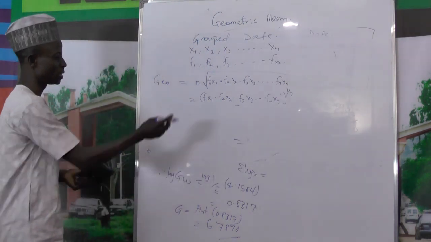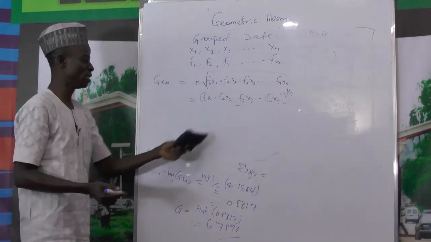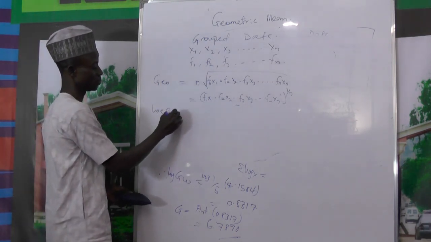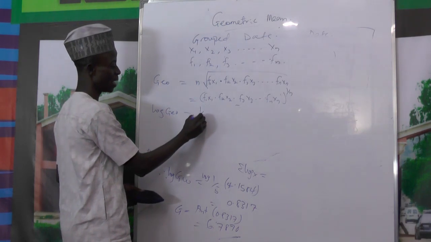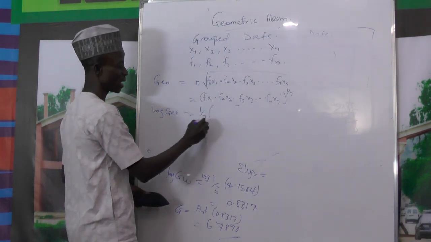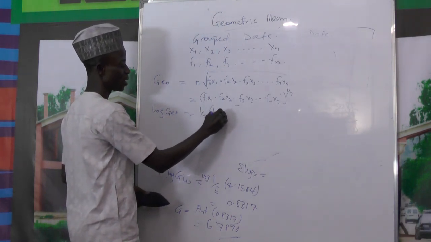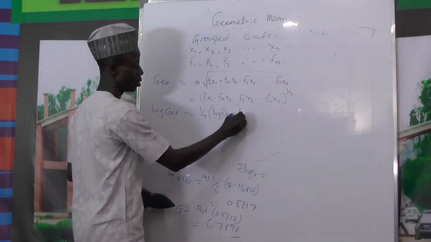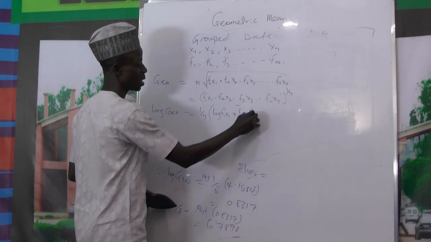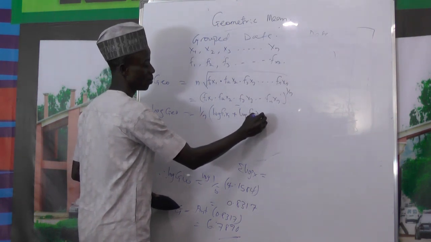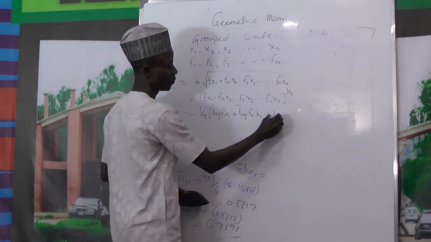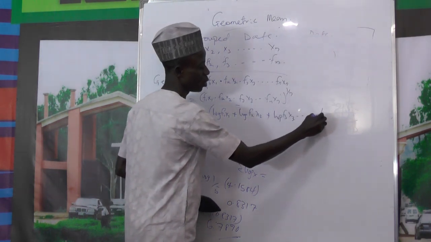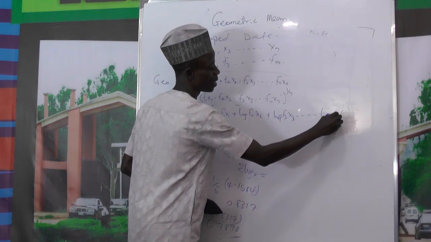So when we take the log of this also, the log of your geometric mean will be 1 over n into bracket log of f1x1 plus log of f2x2 plus log of f3x3 up to log of fnxn.